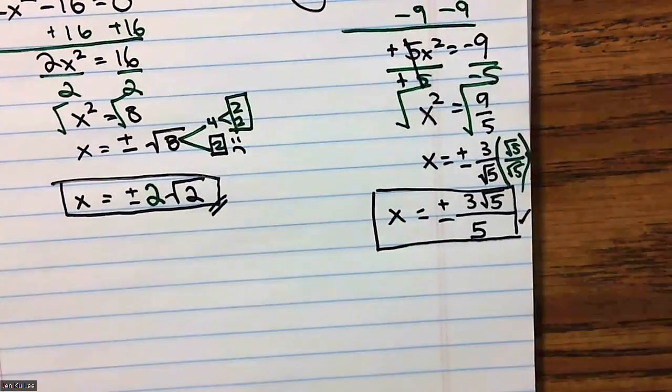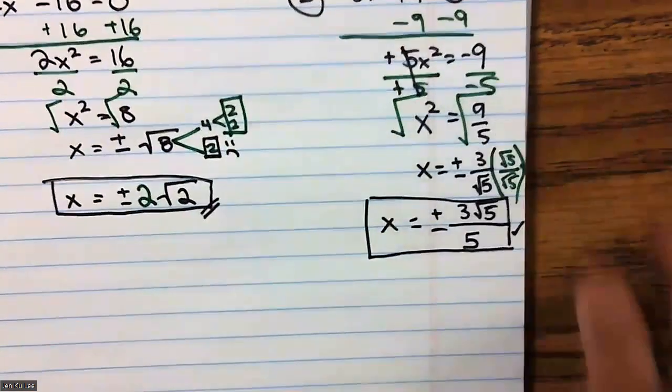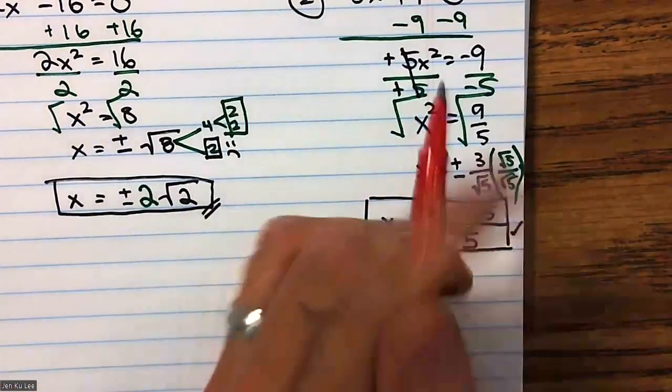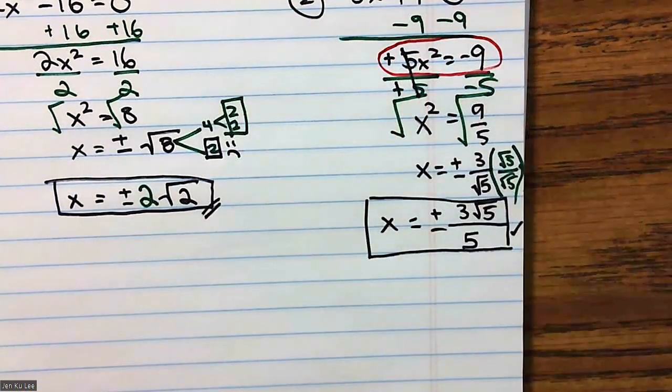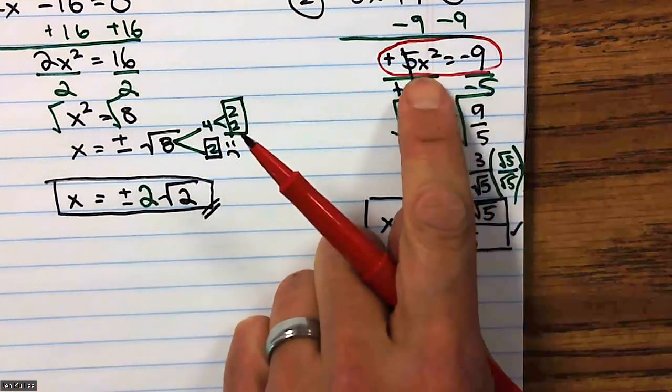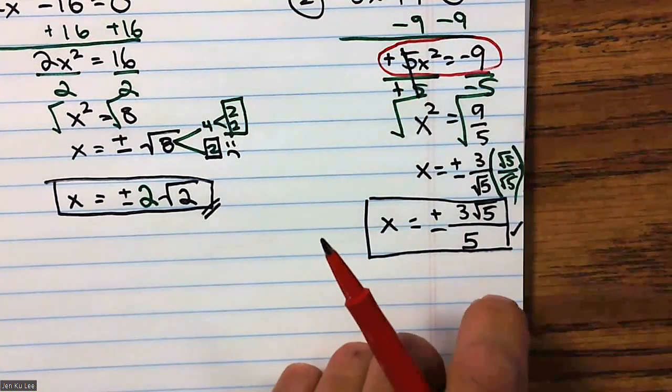But going back to this question, warm-up number 2, where we brought up this part here, and this is the meat and potatoes of this lesson. When I square root a negative number, what's my answer?